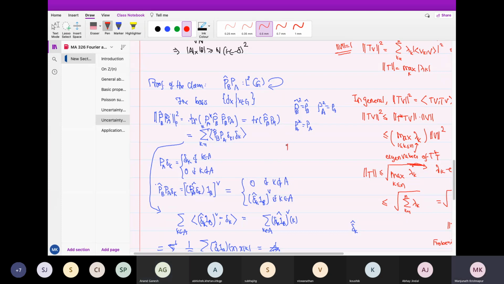So what is P_B-hat? You take a function, go to its Fourier transform, then restrict it to the set B, and then go back via the inverse Fourier transform. So this entire operation is what we call P_B-hat, right?